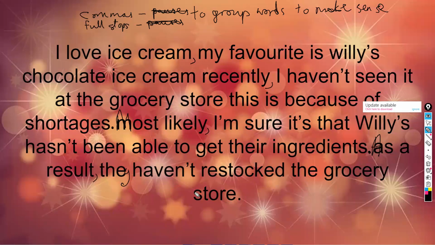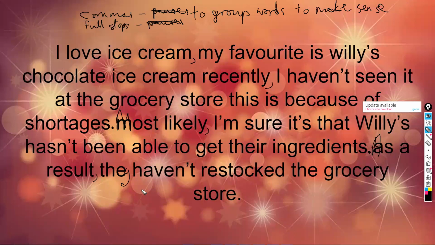They haven't restocked the grocery store is a main idea. So everything in front of it is called an interrupter. Okay, so we have to check back the first part. All right, are we checking back the first part? Right. Okay, good. So someone is making a correction to here. So let's look at it again.